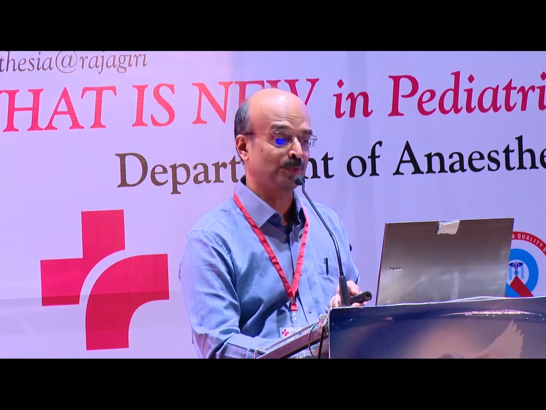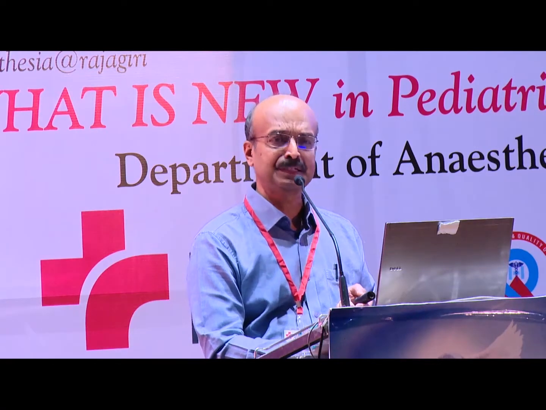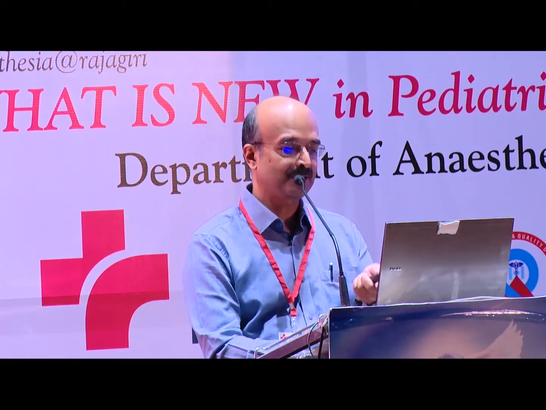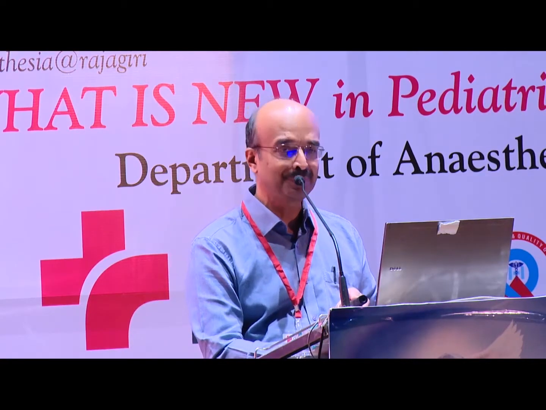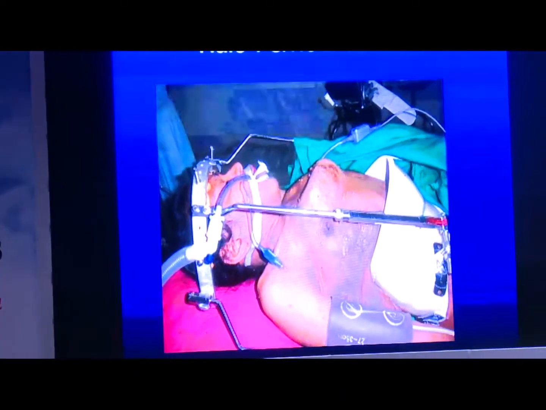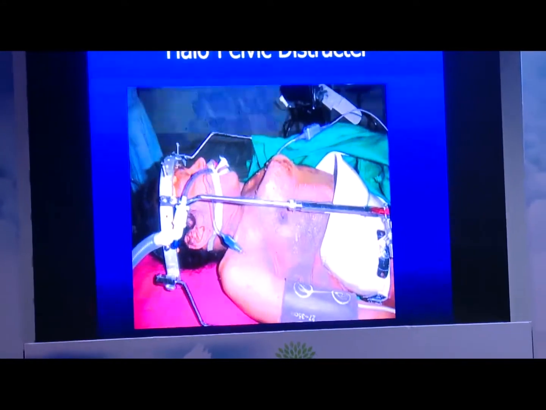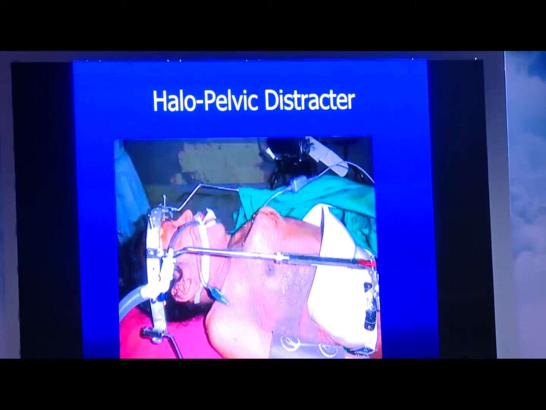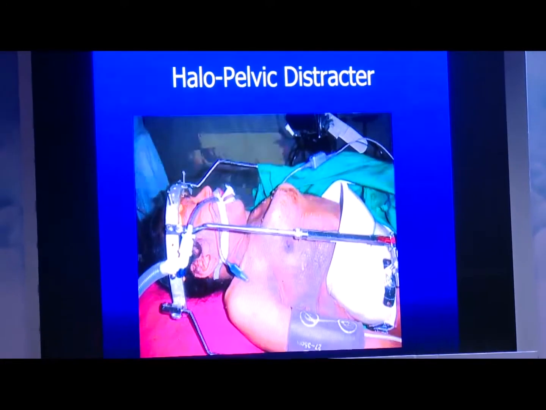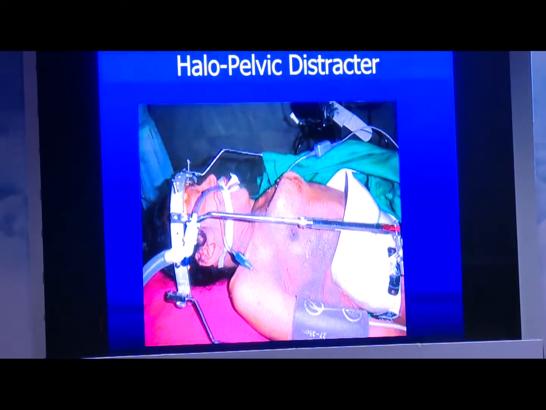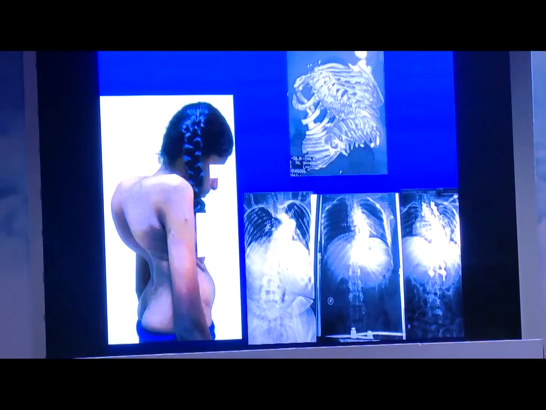The last slide I want to show is that sometimes children come with such severe deformities that they have very poor pulmonary function tests. This is a patient with neurofibromatosis with severe deformity, and when they come for surgery, they're absolutely unfit for a general anesthetic procedure. So what we do is we put on a halopelvic distractor. They are on this for 6 months. The patient keeps on rotating it, and slowly the chest wall compliance becomes better. After 6 months of the halopelvic distractor and good rehabilitation, we take them for a definitive surgical procedure.